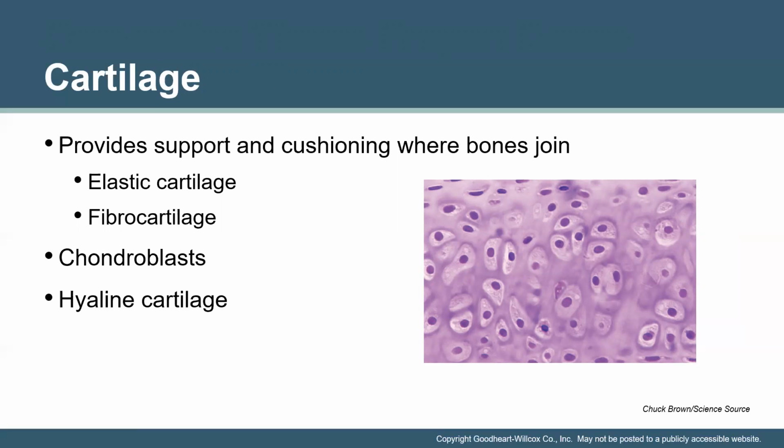The next major category of connective tissue is cartilage. Within the cartilage category, that gets broken down further into 3 types called hyaline, elastic, and fibro. The types of cells that are included within this tissue are chondroblasts and chondrocytes.